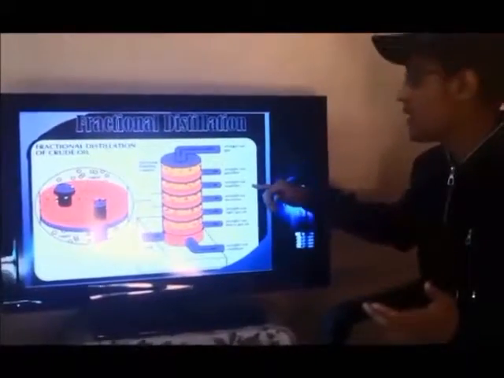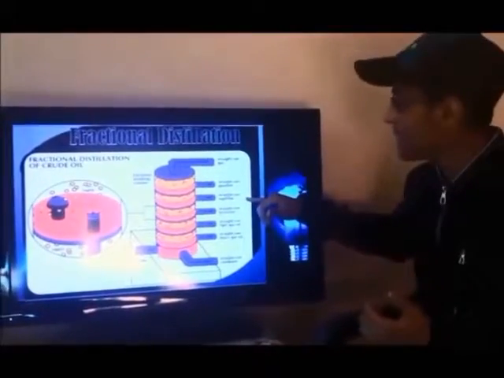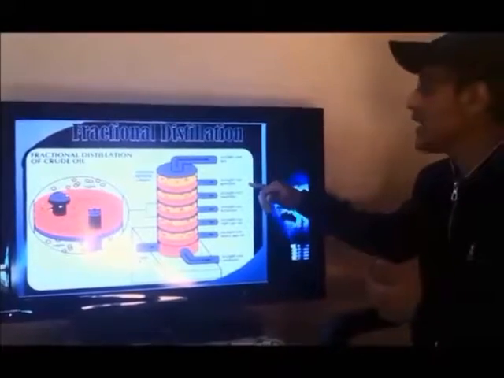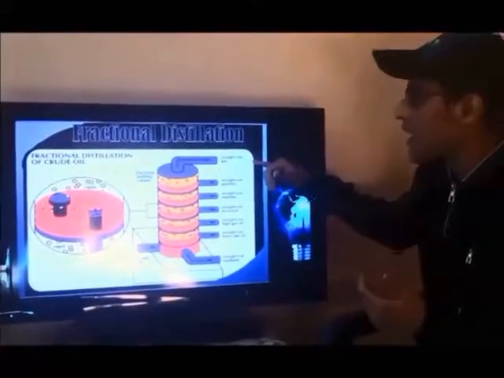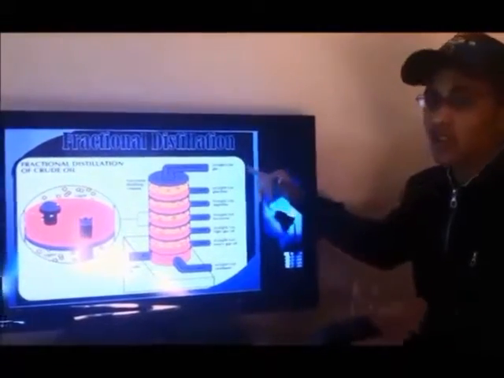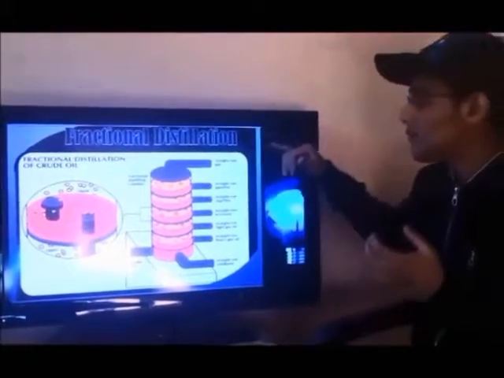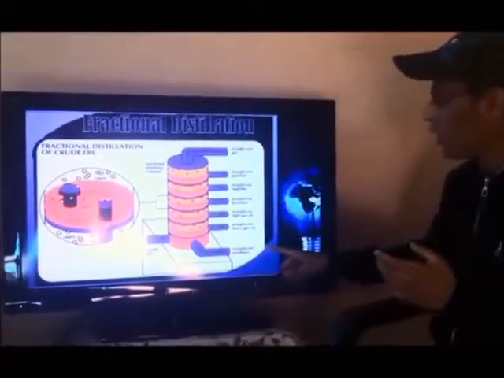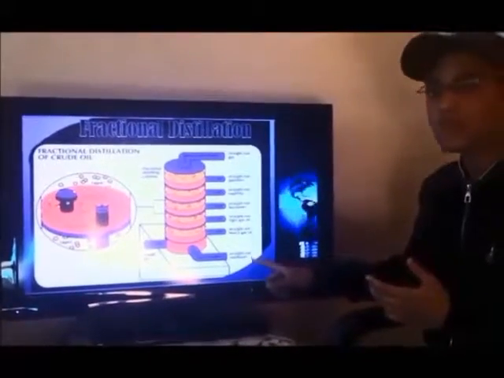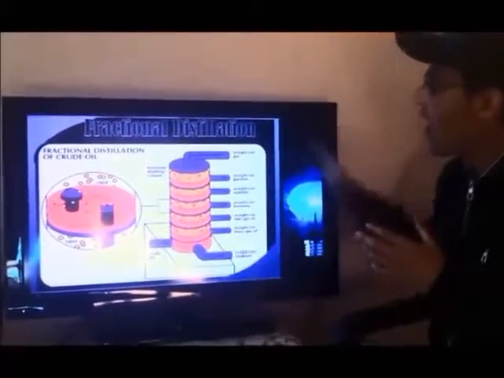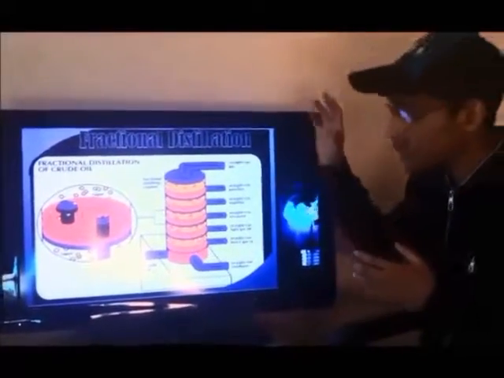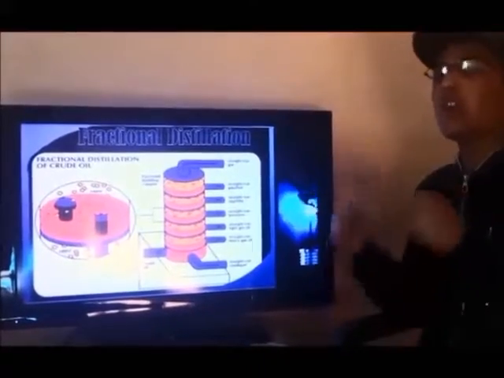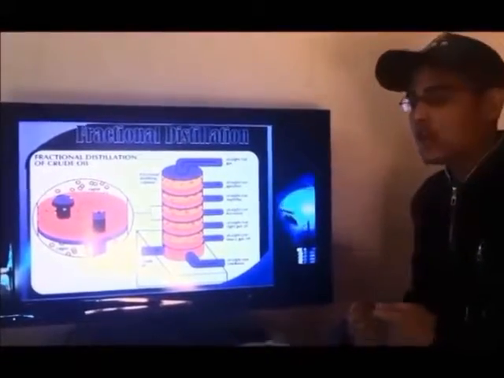The fourth is about naphtha. The fifth is about gasoline. And the sixth is about gas. Liquid gas and vapor gas. And here will be the residuum. And this is how fractional distillation works in the actual oil industry.